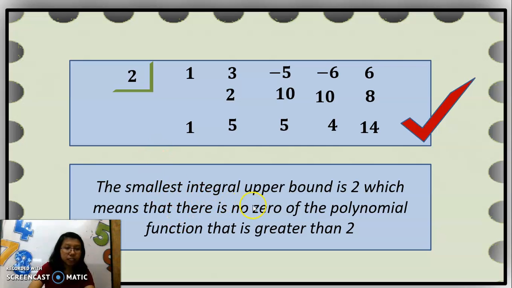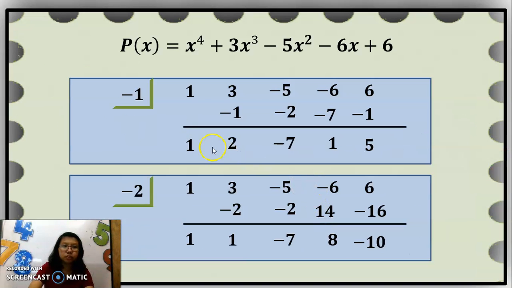Okay. So the smallest integral upper bound is 2, which means that there is no zero of the polynomial function that is greater than 2. Okay. So our zeros will be limited to 2, and then we just need to get the value for the lower bound. Okay. So in lower bound, we need to have alternating signs for the coefficients. Okay, so we have here number 1, 1, 2, negative 7, 1, 5 for the values of the coefficients after using the synthetic division. Okay, so since we do not have alternating signs for the coefficients, that's why it is not considered as the lower bound.